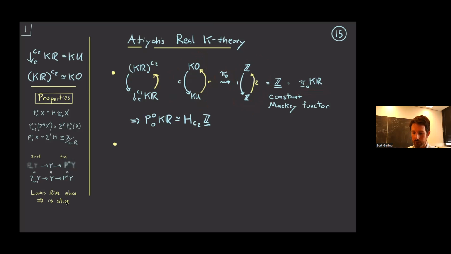Because of this property on the left, if we know pi naught, then we know the zero slice. So the zero slice of KR is this Eilenberg-MacLane spectrum with the Mackey functor Z, the constant Mackey functor.